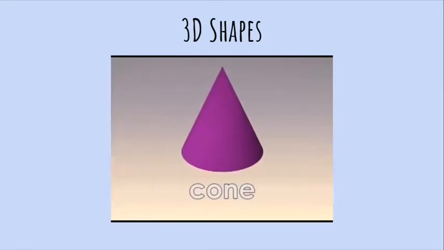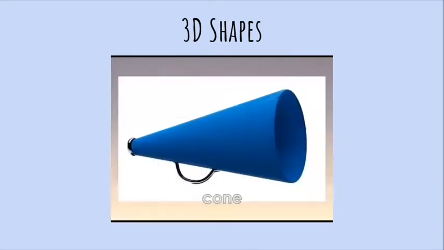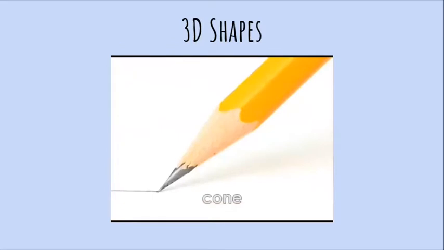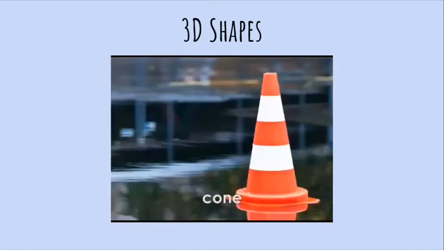Here is a cone. It has this shape. These are things that have the shape of a cone. You can see them every place. A megaphone is a cone. A pencil tip is a cone. An ice cream cone can be a cone. A traffic cone is a cone.